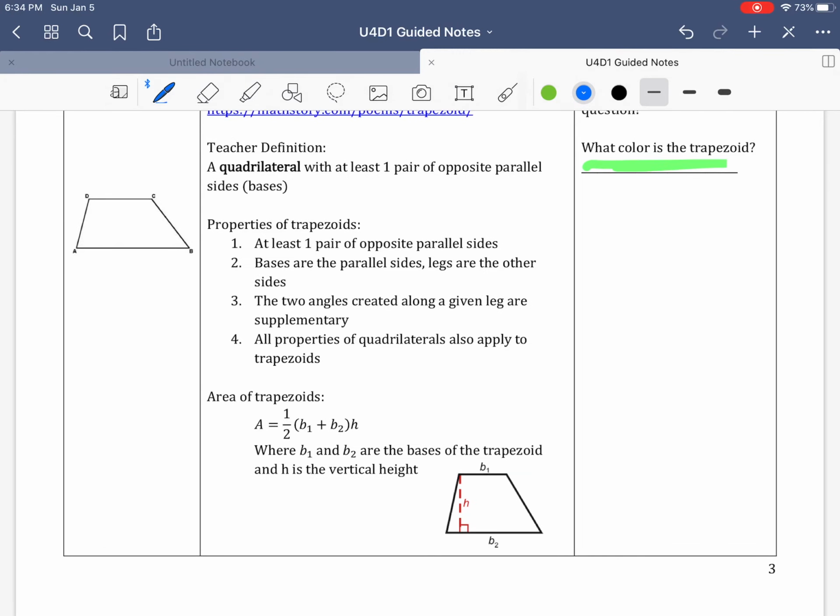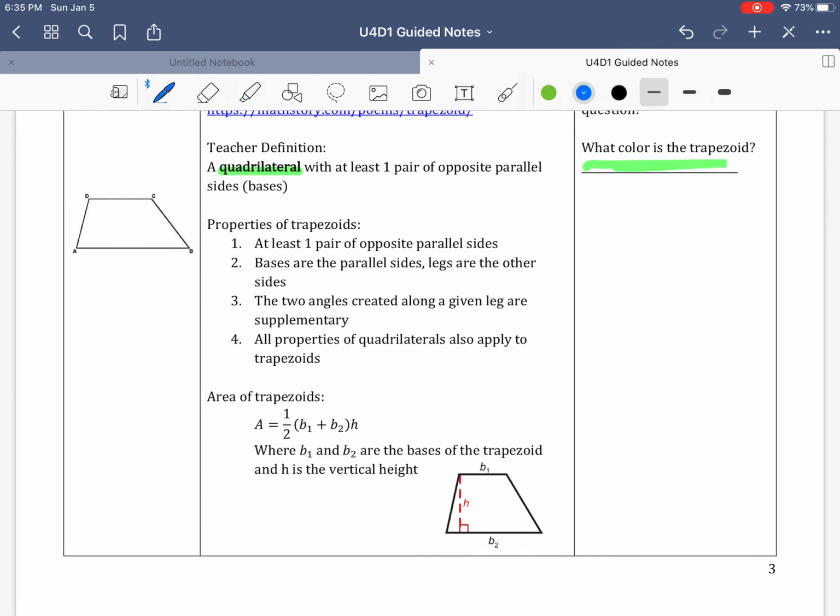Now the teacher definition that we're going to be working with is a trapezoid is, again, a quadrilateral. So again, all the properties of quadrilaterals will apply. That has at least one pair of opposite parallel sides, and we call those sides bases. So they're opposite of each other and they're parallel.